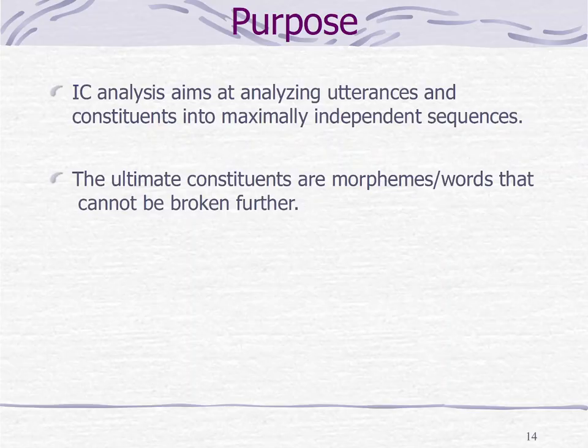Now, what is the purpose of IC analysis? IC analysis intends to analyze each utterance and constituents of a sentence into maximally independent sequences. The ultimate constituents are the morphemes or the words. They cannot be broken further. Now, morphemes are the smallest parts of the words that have meaning. If you break them, then sounds will be there but no meaning.